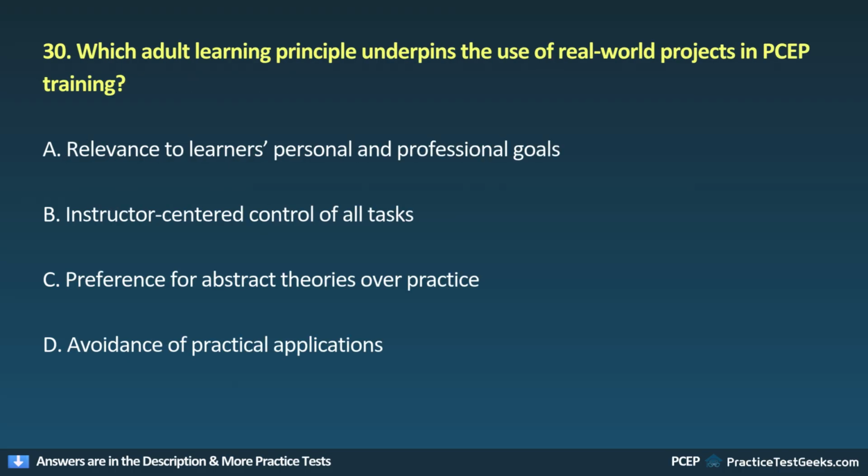30. Which adult learning principle underpins the use of real-world projects in PCEP training? A. Relevance to learners' personal and professional goals. B. Instructor-centered control of all tasks. C. Preference for abstract theories over practice. D. Avoidance of practical applications.